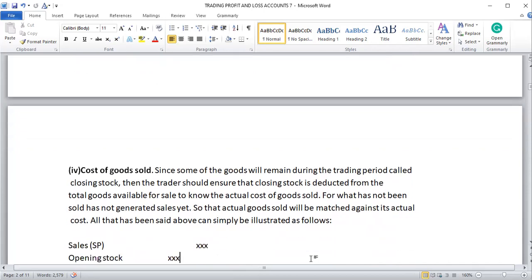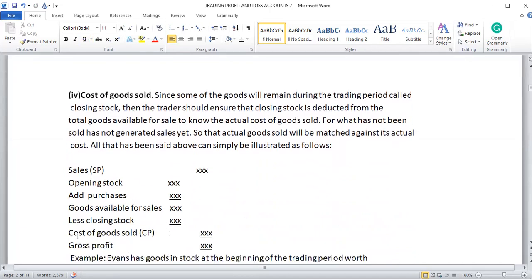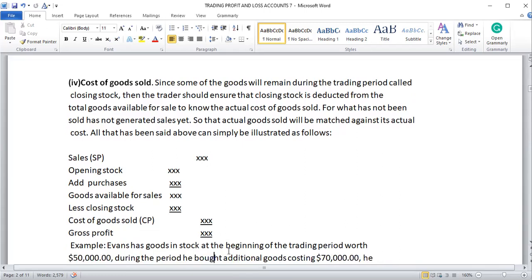So our format is now illustrated as follows. Since the selling price is here, then you take your opening stock, which is this. You add purchases, which is this. So you get your goods available for sale. Then you deduct the closing stock so that you know the cost of goods sold. When you know the cost of goods sold, then you take your sales, you deduct the cost of goods sold so that you get your gross profit.